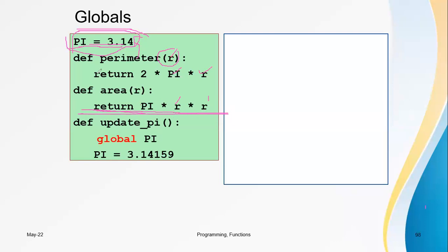So I need not declare the variable pi again because it is already available. It will take it from there. And the only arguments are nothing but the radius.